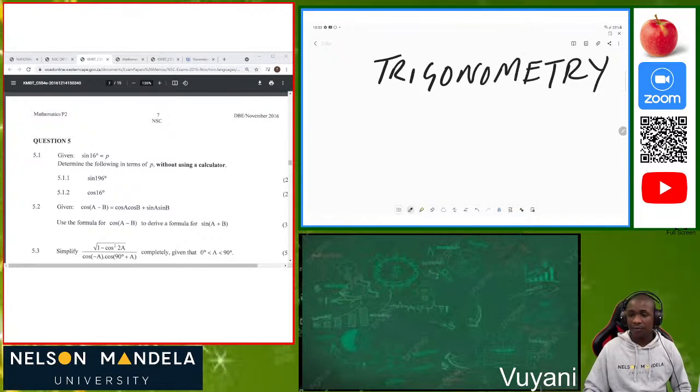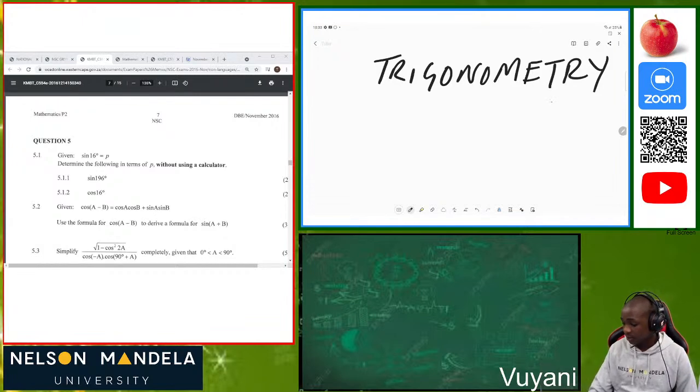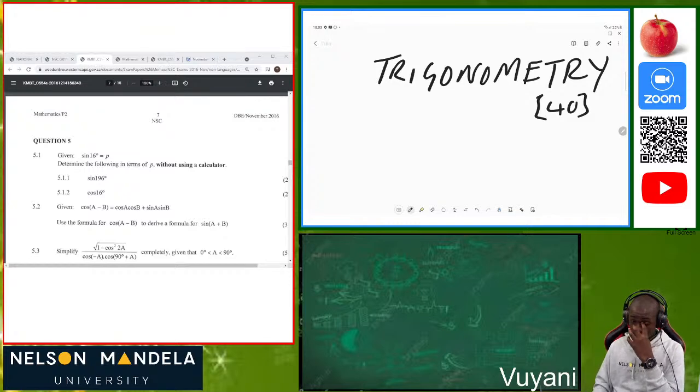Trigonometry carries 40 marks in our maths paper 2.